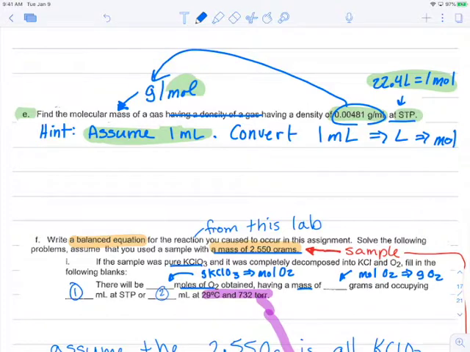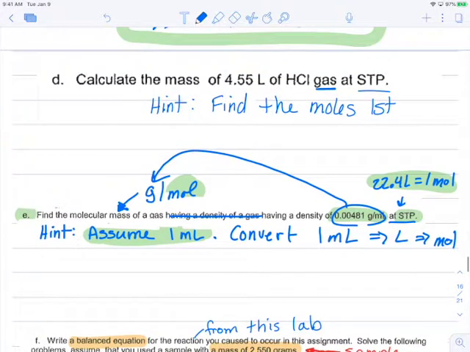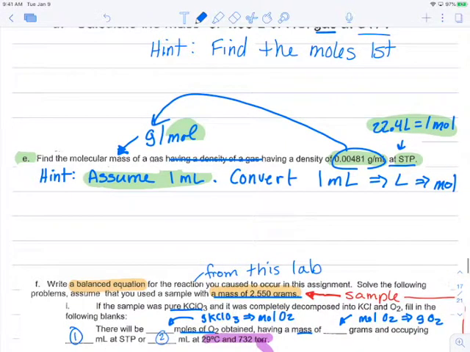Let's see. 4.55 liters per mole. So Jervin, are you asking about part D? Yes, okay. So let me just finish up with E. Any questions on E? Okay. So get this out of your way.